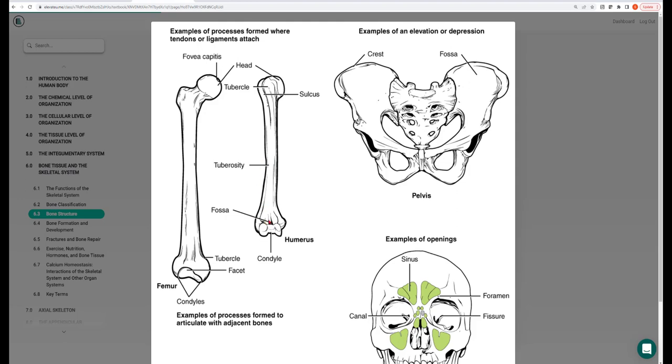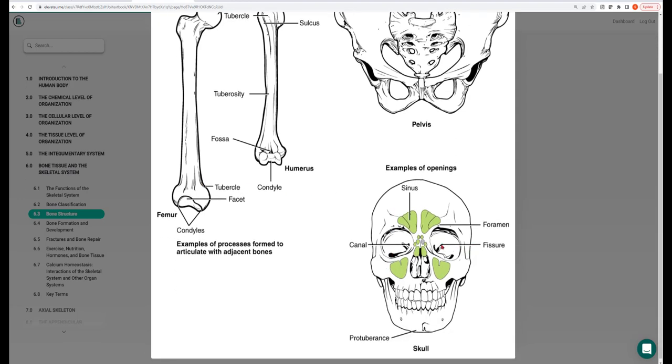A fossa is an indented, smooth region. A facet is a flat region. A tubercle is a sort of outpouring, a bulge that comes out of the bone. Again, a fissure is a slit. We see that here in the back of the orbit. The sphenoid has this fissure. There are canals, this one for tears. There are the sinuses, air-filled pockets within bones, for example, the frontal sinuses.